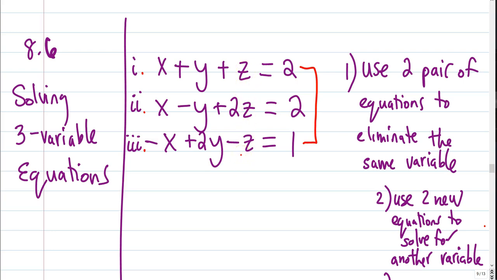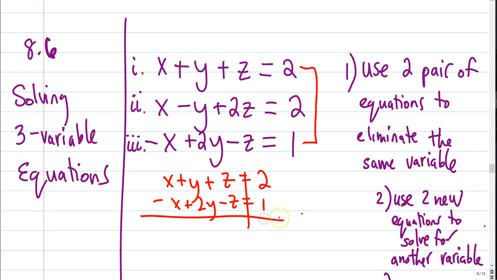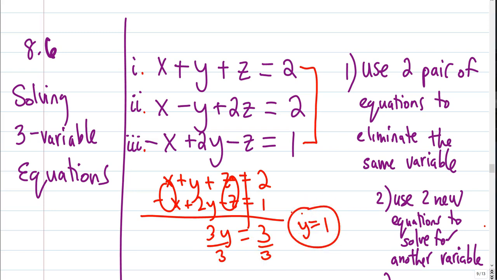If I bring them down, x plus y plus z equals 2, negative x plus 2y minus z equals 1. Well, actually, we're kind of fortunate because the z's cancel out, but so do the x's. So we're just left with 3y equals 3. You can divide, and we now have that y equals 1. So that was actually a good choice. But I have to choose a second pair. We've already chosen 1 and 3, so I can't choose 3 and 1.